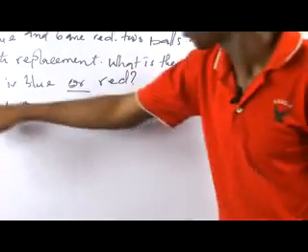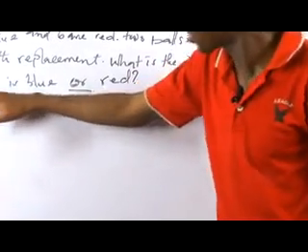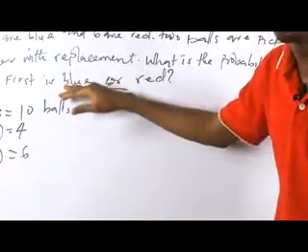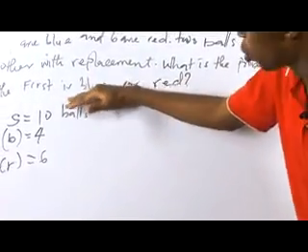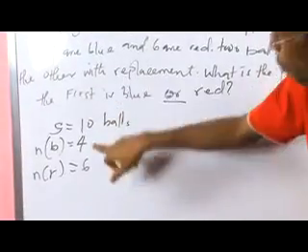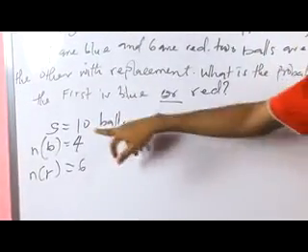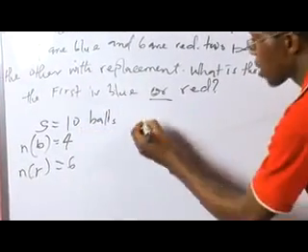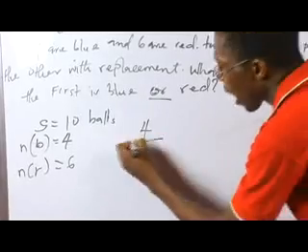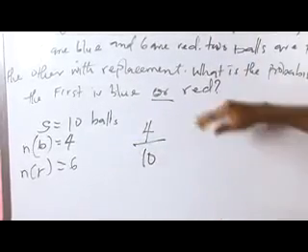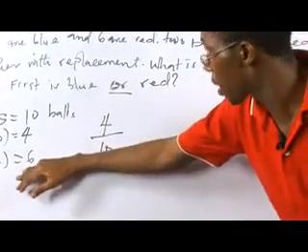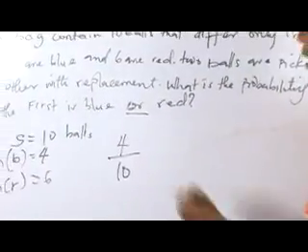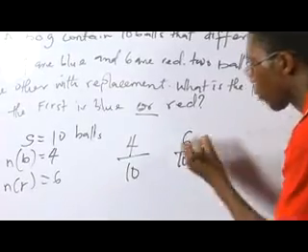What we are saying here is, the question is what? What is the probability that you pick blue or red? Now, the probability of picking blue is what? 4 out of 10, because the total number is what? 10. Now the probability of picking red as well is also what? 6 out of 10, because there are 6 balls.